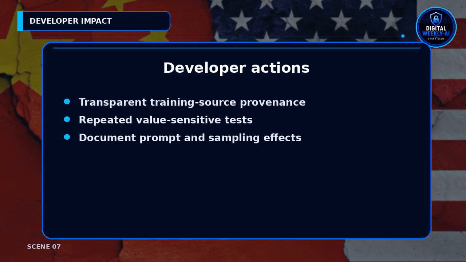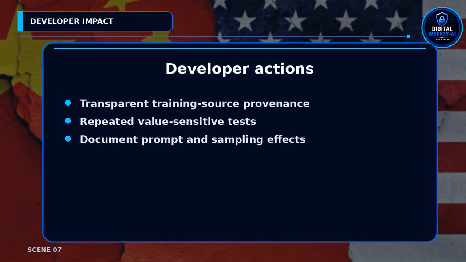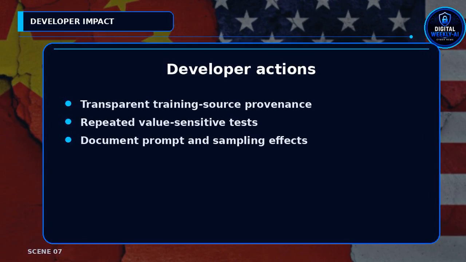Practical developer steps: document training sources and sampling weights. Run value-sensitive tests repeatedly. Unslop did polarity swaps and a shuffled run with little change for most models. Record these results in model cards and playbooks.